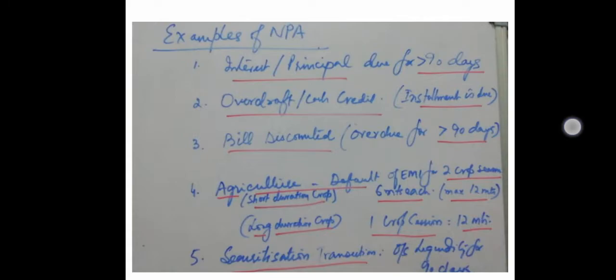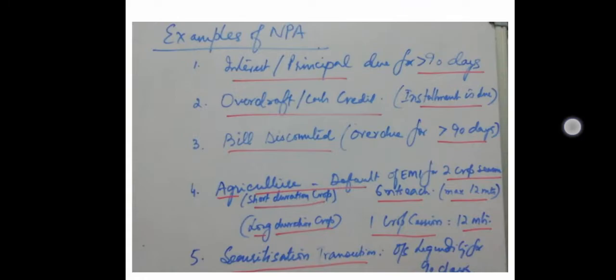So in short-term crops, you will have a waiver for 2 crop seasons, that is 6 months into 2, so an approx 12 months waiting period will be there. And in case of long-term crops, you have to wait for 1 crop season, which is 12 months. So whenever the bank has a default for more than 12 months from a farmer who is into a long-term crop sowing process, they have to declare it after 12 months.